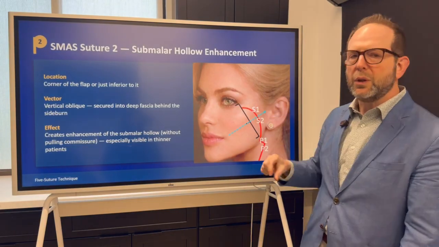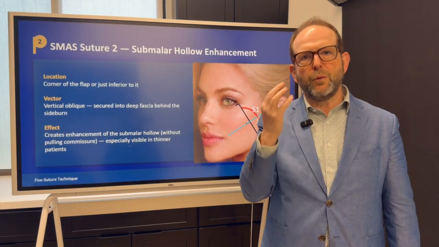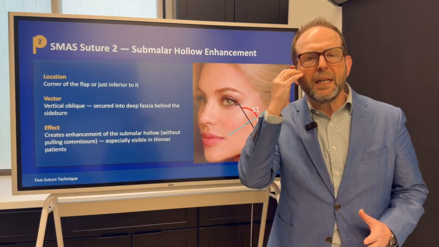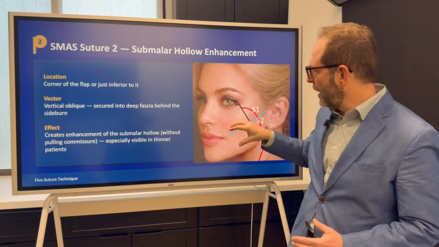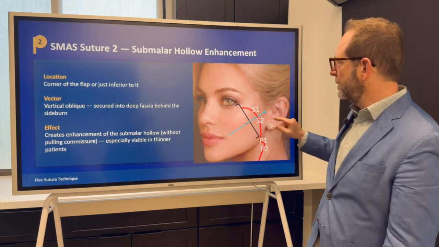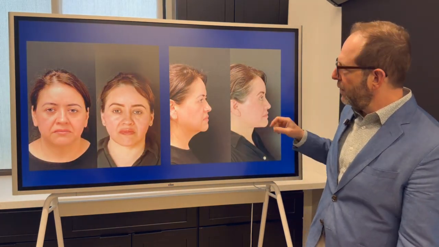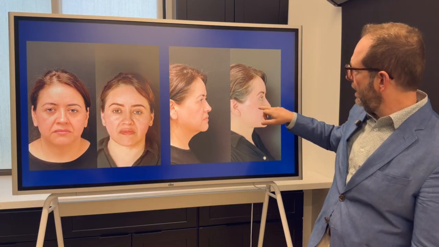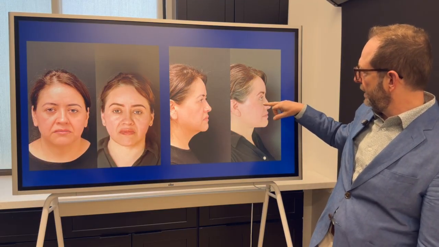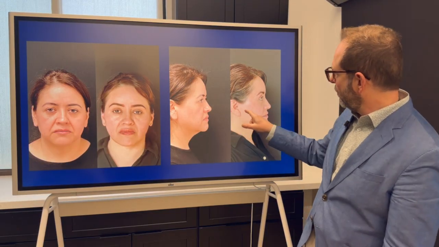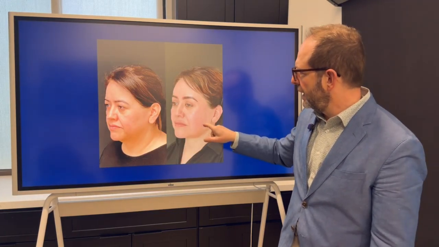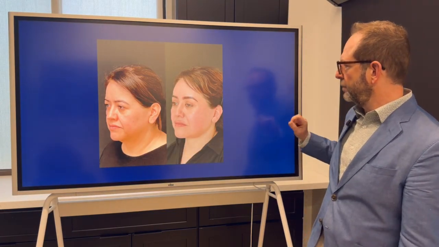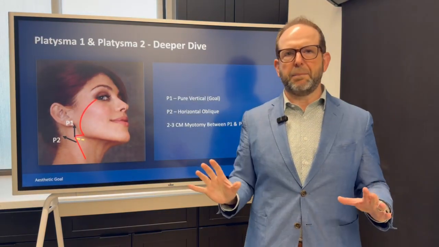And the pull, that redistribution of tissue from SMAS 2, is located in the posterior portion of the cheek, therefore not really pulling on the mouth. And you can see how in this particular patient, we got a nice enhancement of the fullness here. And we also got a subtle shadow, which we'll see on her oblique view in the submalar hollow region. Let's go on to talk about the platysma.